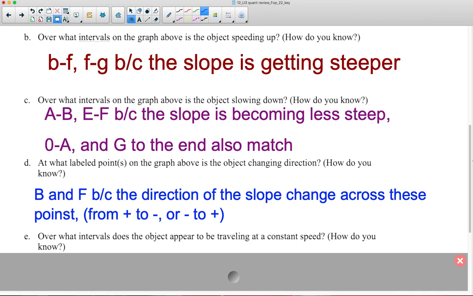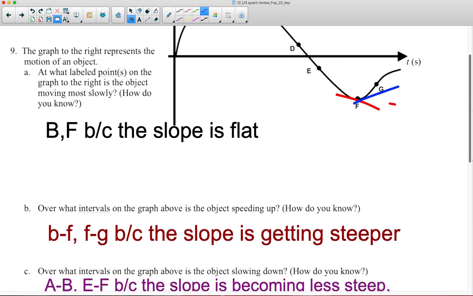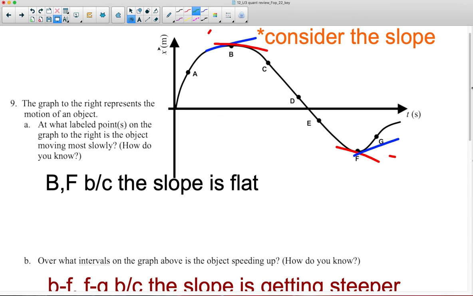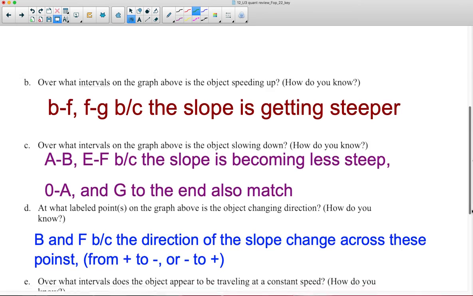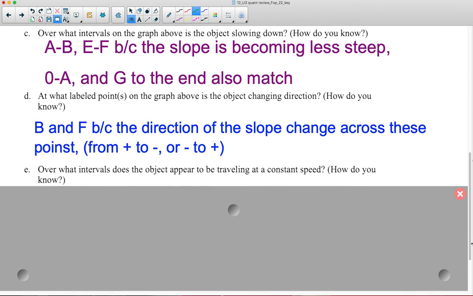Over what intervals does the object appear to be traveling at a constant speed, and how do you know? Well, a constant speed or constant velocity would have a constant slope, in which case the slope is only constant from point C to point E. So through C, D, and E, the speed is constant because the slope is constant.